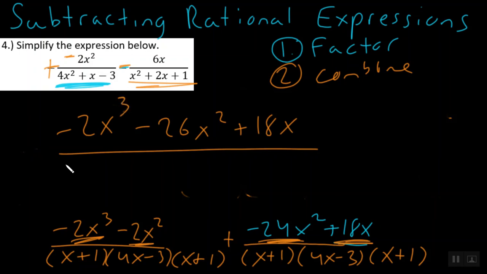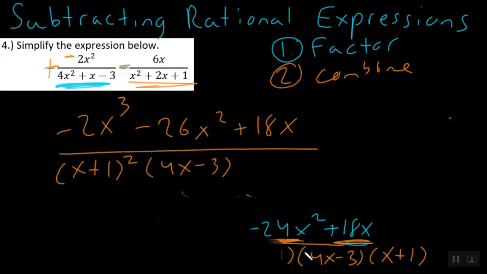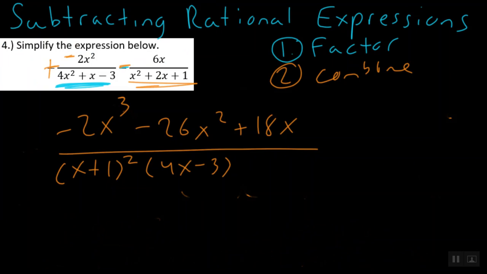On the bottom, of course, we have our x plus 1, and I'm going to do something cool here. We have x plus 1 there twice, so let's write it as x plus 1 squared and 4x minus 3. The last thing we want to do is figure out what x cannot be. Remember, no matter how many times the factors are there, you only have to test it once. So x plus 1 is here twice. We'll just do x plus 1 equals 0, and clearly x cannot equal negative 1.